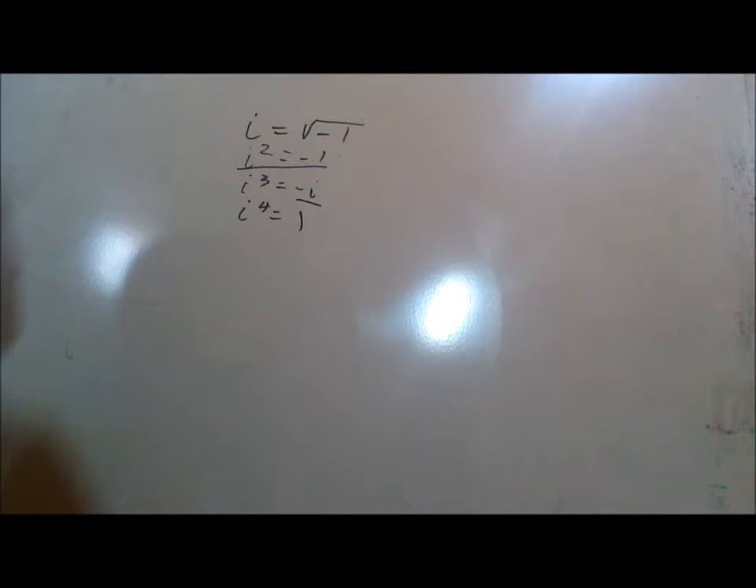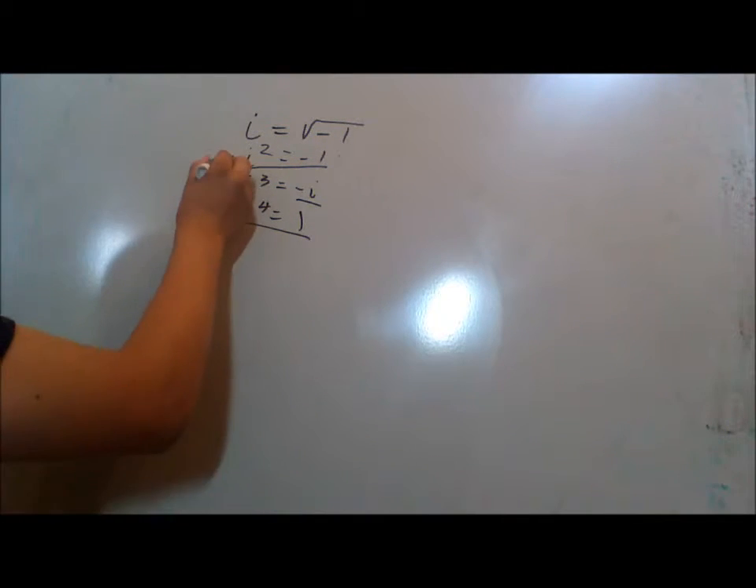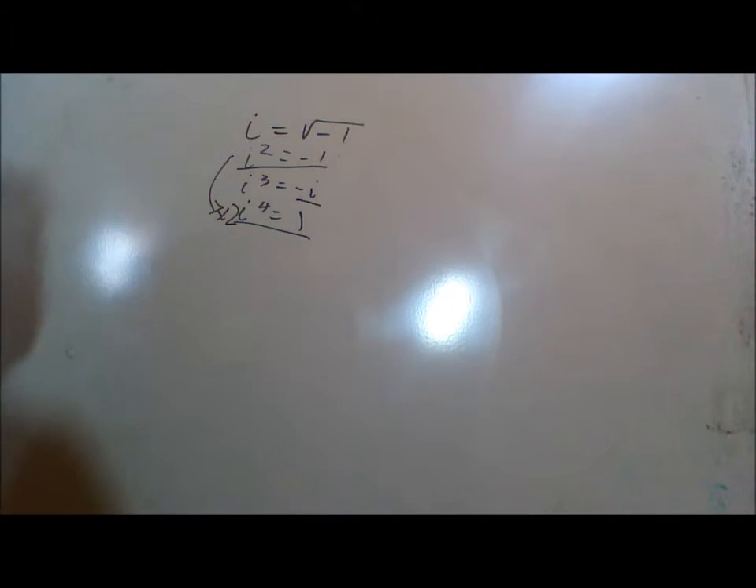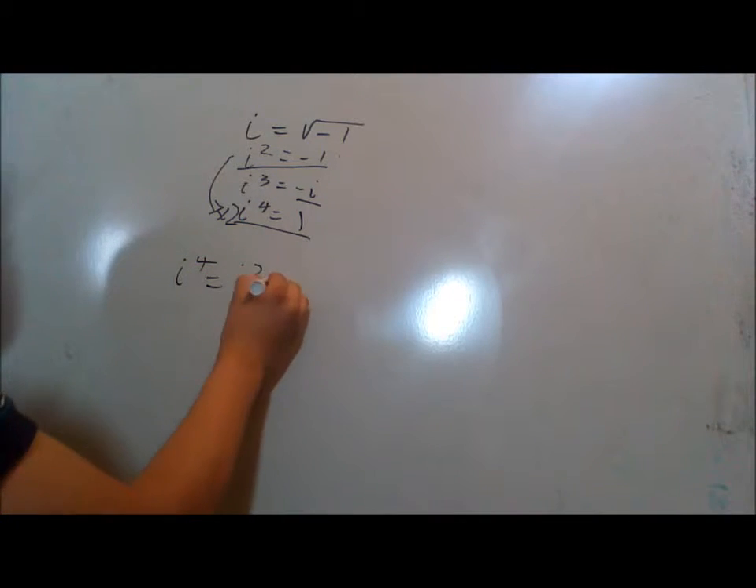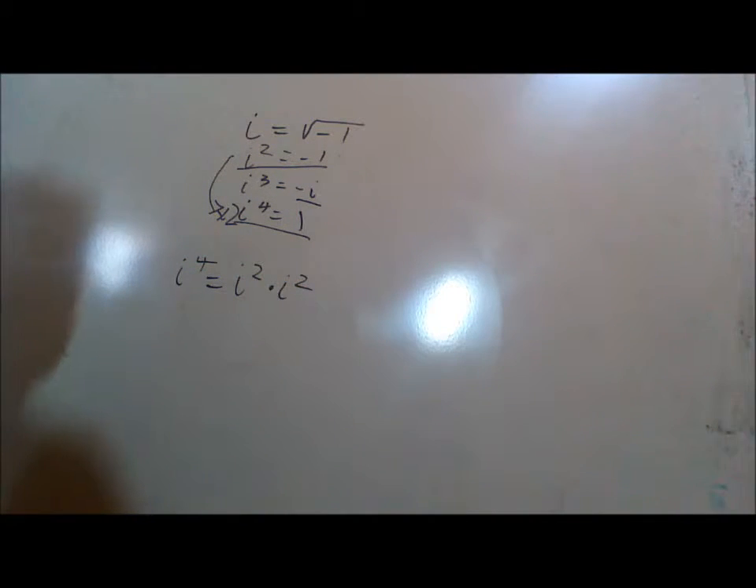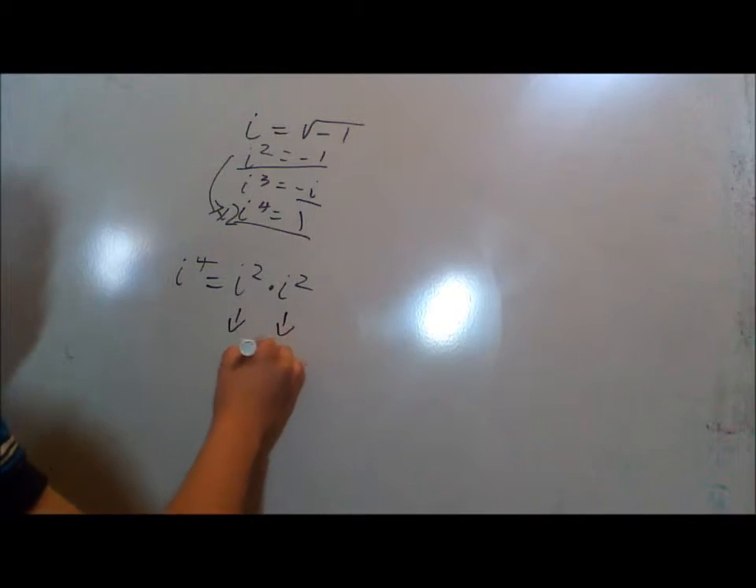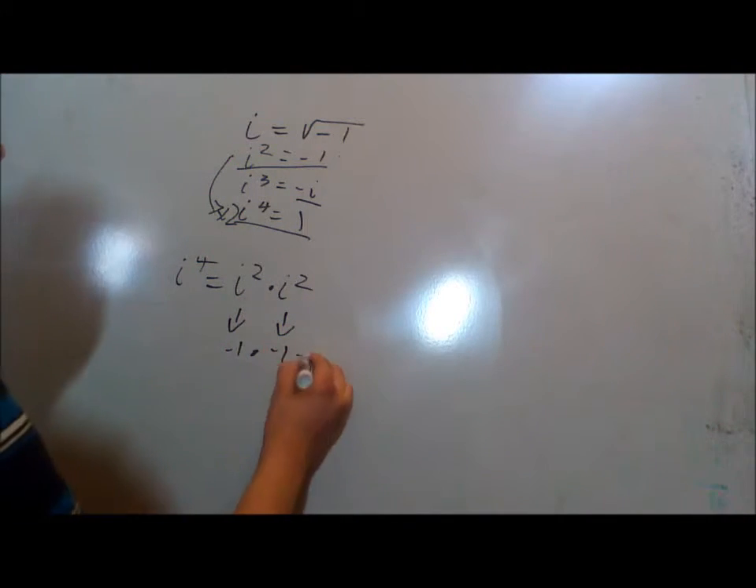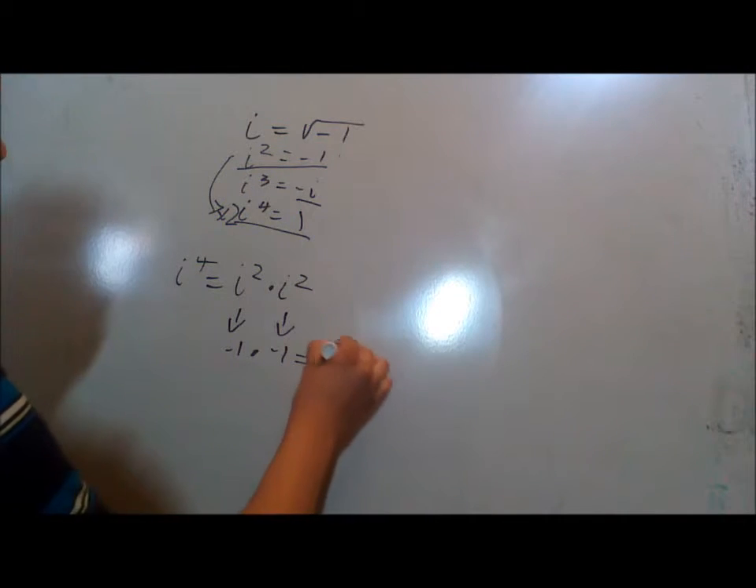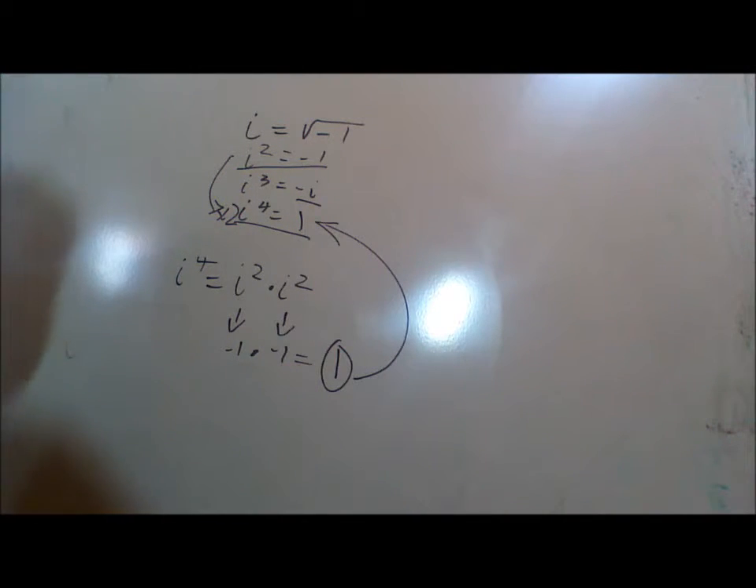Now i to the fourth power is very similar to i squared because it's basically doubled. So we have i squared times i squared, which is -1 times -1, and a negative times a negative equals a positive, and 1 times 1 equals 1. So the answer is 1.